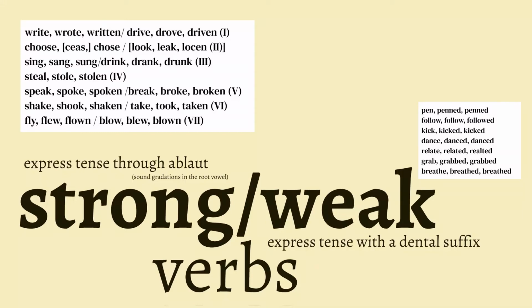In present-day English, we have pen, penned, penned. Follow, followed, followed, by the way. Kick, kicked, kicked. Dance, danced, danced, etc. Grab, grabbed, breathe, breathed. In each of these cases, if you're wondering why I've repeated the second word twice, it's because I'm trying to show the three principal parts of the verb. That is, the present tense, the simple past, and the past participle, right?